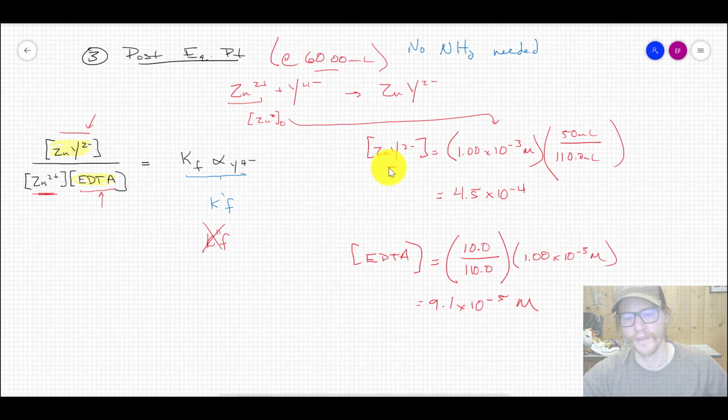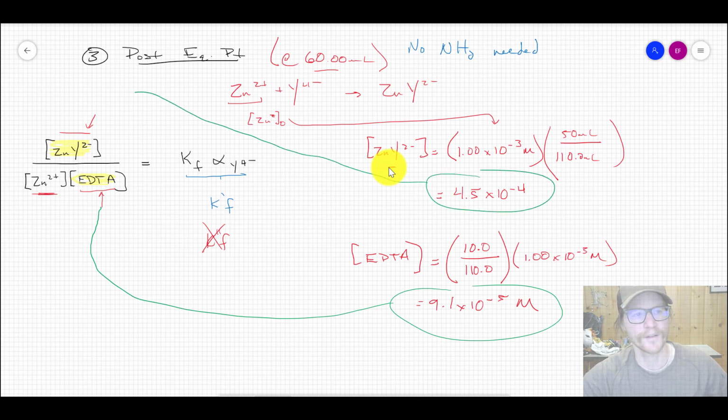So this value will be substituted in here, and then this value will be substituted in here, and we know KF, and we know the fraction in Y4 minus, which is 0.3, so we can rearrange this and solve for zinc 2 plus. And if we solve for zinc 2 plus, that gives us a value of 5.3 times 10 to the minus 16. Negative log of that gives us a value of 15.28.